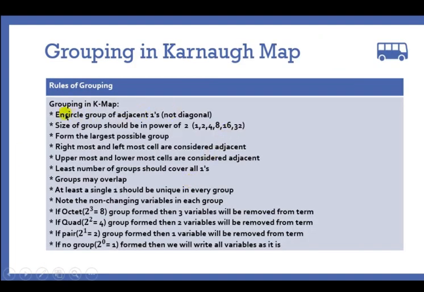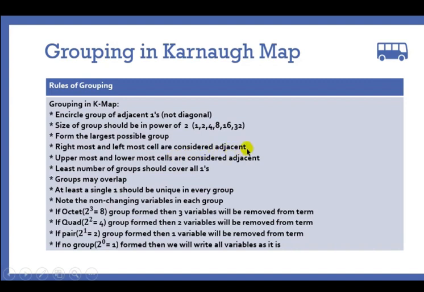Grouping in Karnaugh map means to encircle groups of adjacent ones, not diagonal. Size of group should be a power of 2, like 1, 2, 4, 8, 16, or maybe 32. Form the largest possible group. For example, if you are supposed to make a quad, rather than making pairs of it, always try to make the largest possible group.